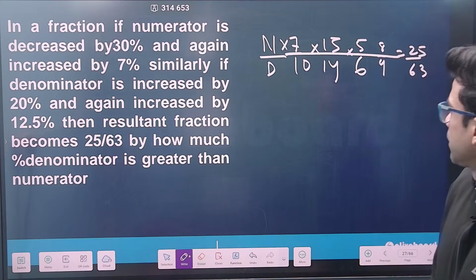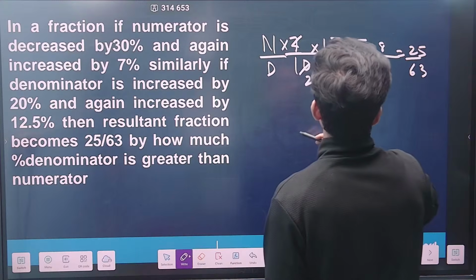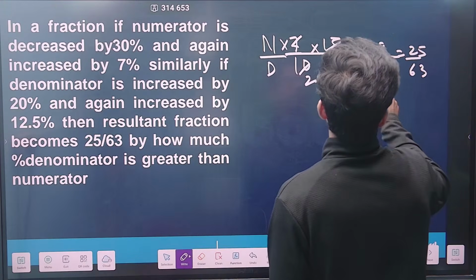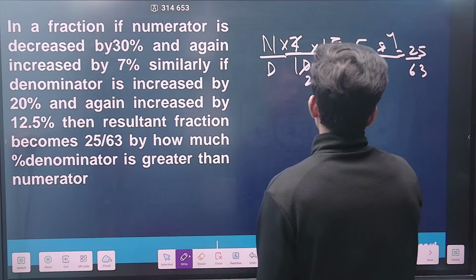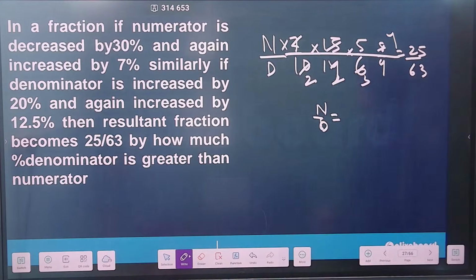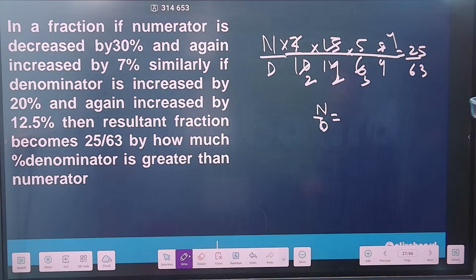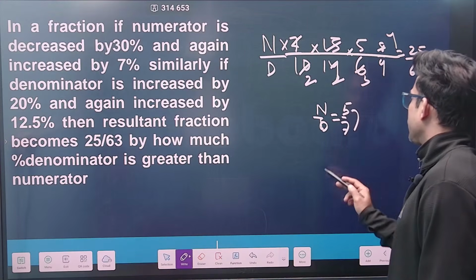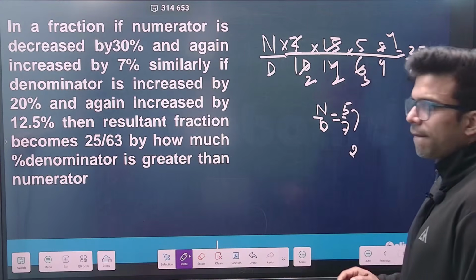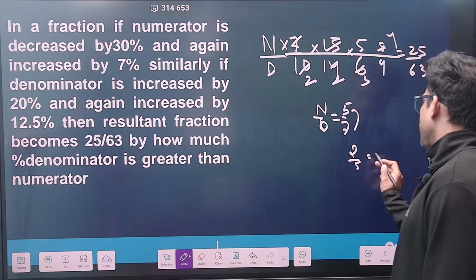Okay. So 7 2s are, 5 2s are, 3s are, 4s are. Now fill in: numerator by denominator is basically how much? So the numerator by denominator is nothing but 5 by 7. How much? 2 by 5. 40% is the answer.